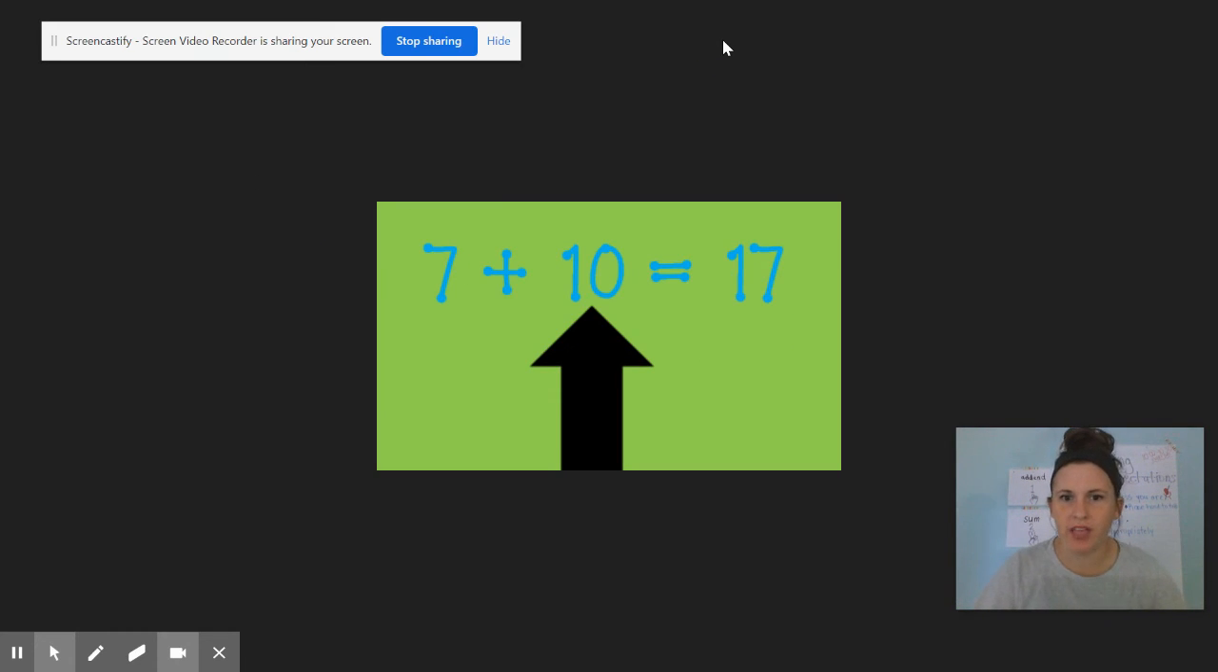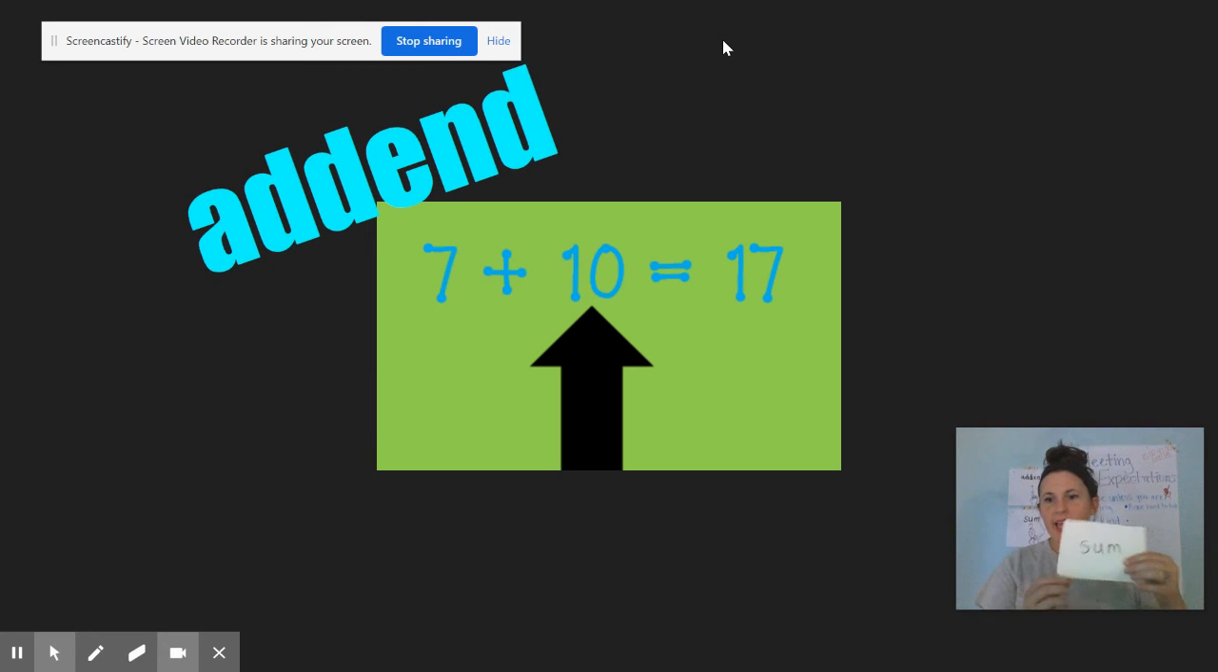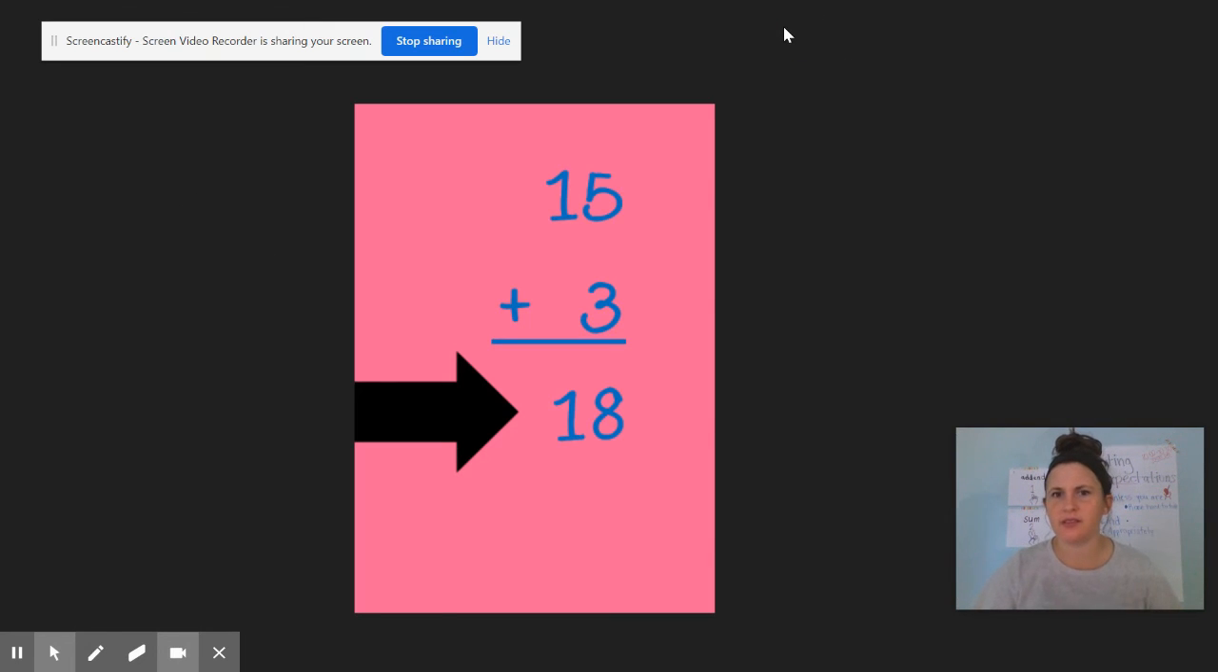Let's start moving faster. So 7 plus 10, look at the number it's pointing to. Is it pointing to numbers that are being added together, or is it pointing to the answer? I'm nervous. I hope you guys get this right. So if you chose addend, you're correct. Woohoo. You should keep score, see how many you get right, and let your teacher know.